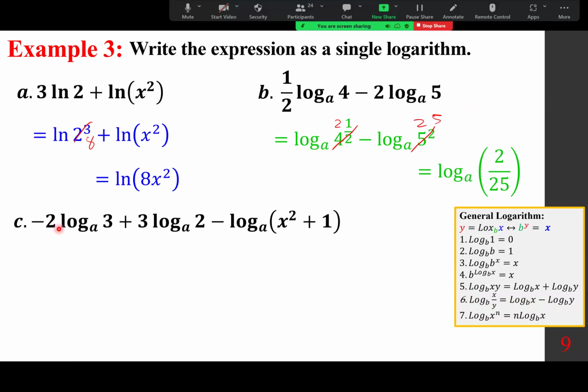Part C, negative 2 log base A of 3 plus 3 log base A of 2 minus log base A of x squared plus 1. Pay attention to the base. You can only combine them when they have the same base. So we are going to go with the power rule and the reverse process. So negative 2 becomes the exponent for 3. Positive 3 becomes the exponent for 2. So this becomes log base A of 3 to the power of negative 2 plus log base A of 2 cubed. The third one doesn't change.